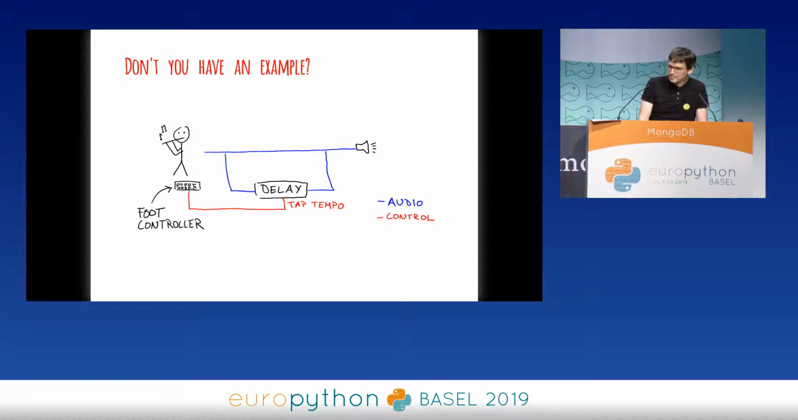And the musician can have a foot controller. He needs a foot controller because the hands are already busy playing the instrument. A foot controller to control the time of the delay, the length of the delay. And even with a very simple setup like this, you can already do some interesting things.